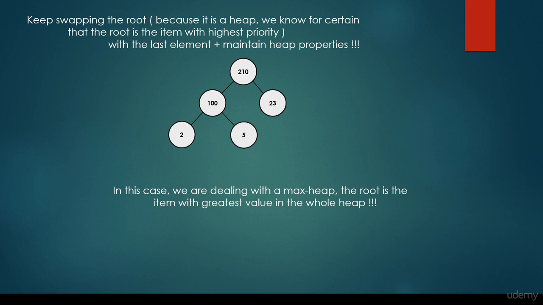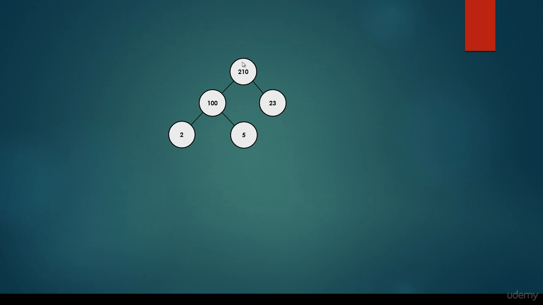In this case, we are dealing with a maximum heap, so the root is the item with greatest value in the whole heap. Okay, so as you can see, the greatest item is 210. Because it is a maximum heap, the children are smaller, so 1 and 23 are smaller than the parent. In this subtree, it is also true: the parent is 100, then the left child is 2, right child is 5, so the parent is the greatest one in this subtree.